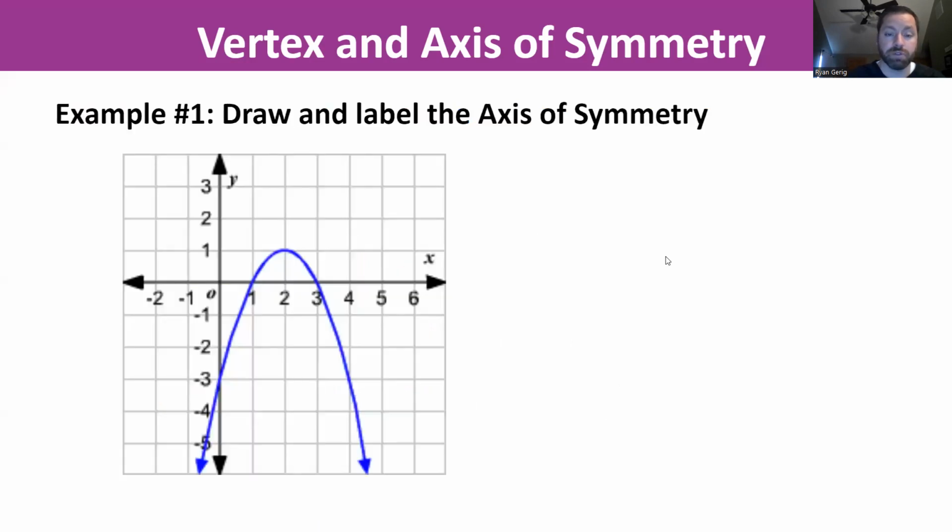All right, so draw and label the axis of symmetry here. You could probably do that. Drawn right down the middle there. Now that red line has an equation. Everywhere on that red line, the x value is 2. So we call that x equals 2. That's the equation of the axis of symmetry.